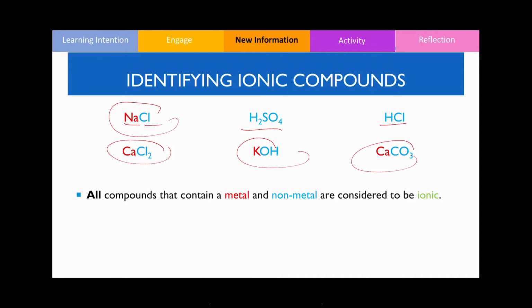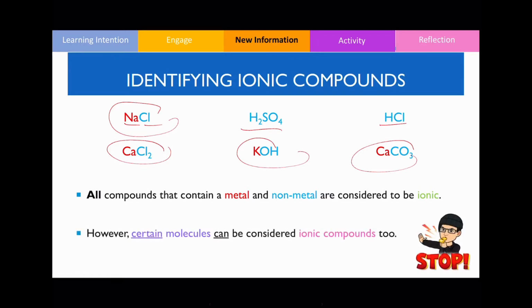Now, most students often think that because this only contains non-metals, it is not considered an ionic compound. Instead, they might say, okay, because it's non-metals, it will therefore have a covalent bond. So therefore, this is going to be a molecular compound or a covalent compound, okay? However, you can still have molecules that are considered to be ionic compounds as well. So they don't have covalent bonds, but instead they have an ionic bond.